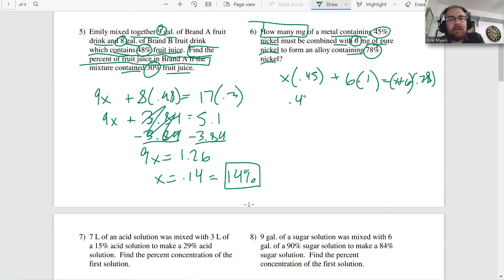This is going to be 0.45x plus 6 equals, well, we'd have to distribute. We have to distribute this 0.78 thing. 0.78x plus whatever 6 times 0.78 is. Again, I am not having a mental math day here. Sometimes I like doing mental math. I am a math nerd after all, but today's just not one of those days. Today I'm just not feeling the mental math.